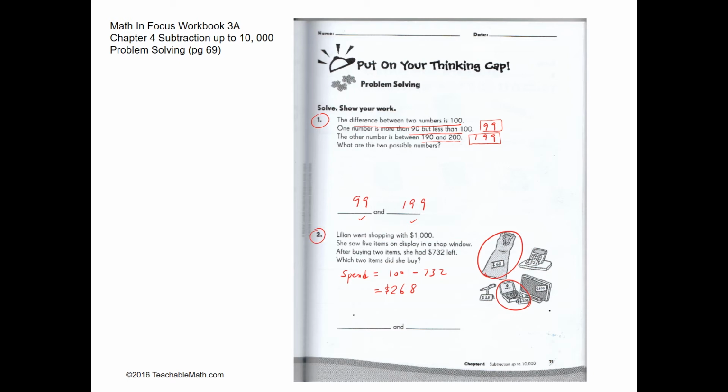For question 2, Lillian went shopping with $1,000. She saw 5 items on display, and after buying 2 items, she had 332 left. So what did she buy? First, find out how much she spent. 1,000 subtract 732, she actually spent 268. So the 2 items that she bought would be the necklace and the dress.